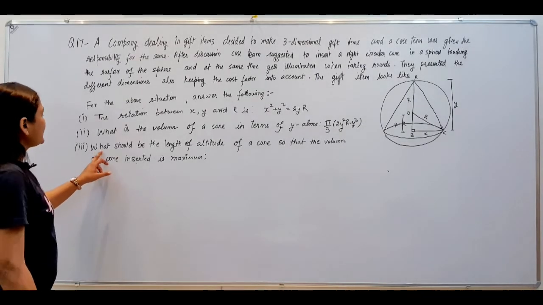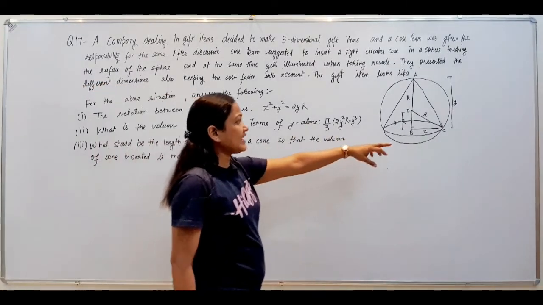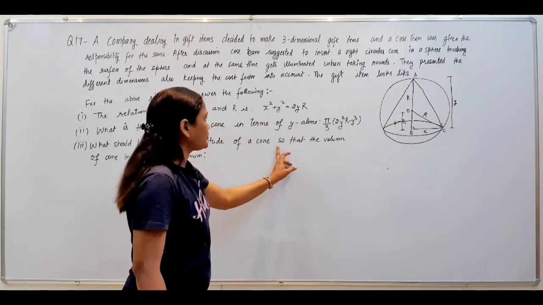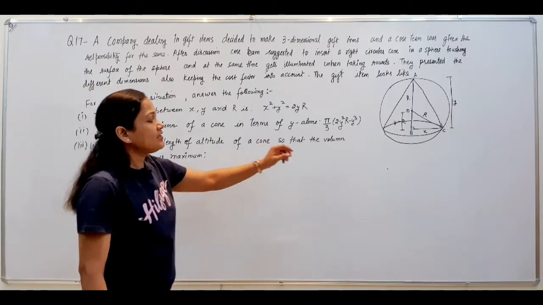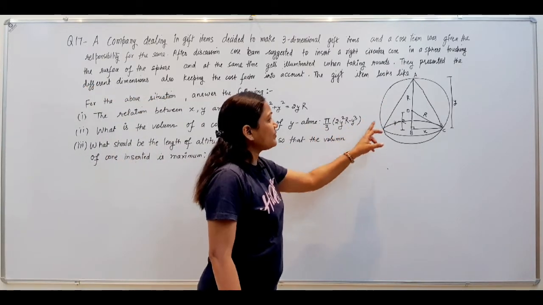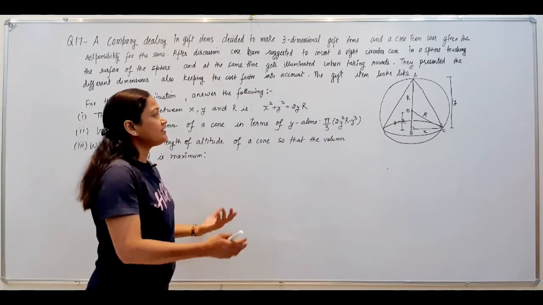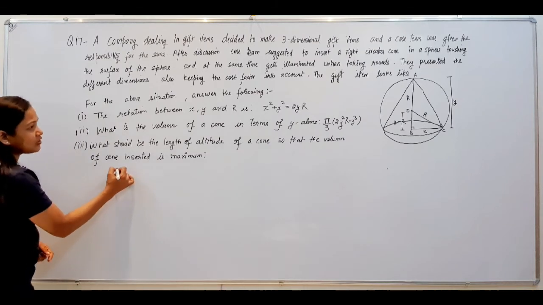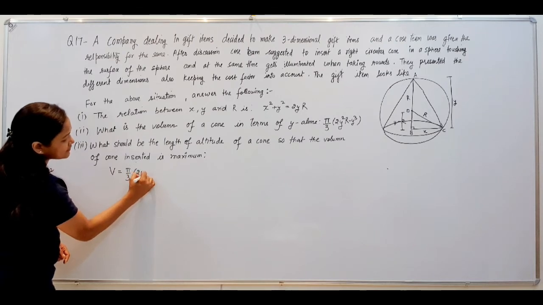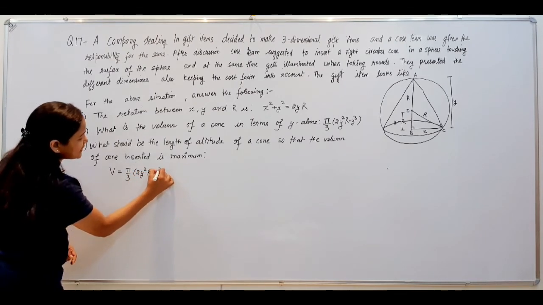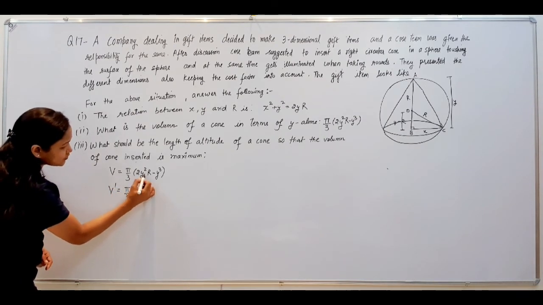Your next question in this case study is what should be the length of the altitude of the cone? That means you have to find the value of y so that the volume of the cone inserted is maximum. The volume of the cone that you have calculated should be maximum. So you have to find the value of y such that this volume will become maximum. To maximize the volume, first of all you will get the first derivative of volume.